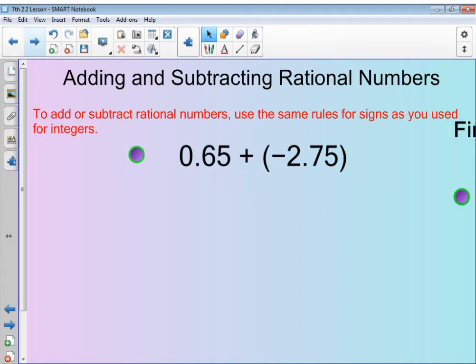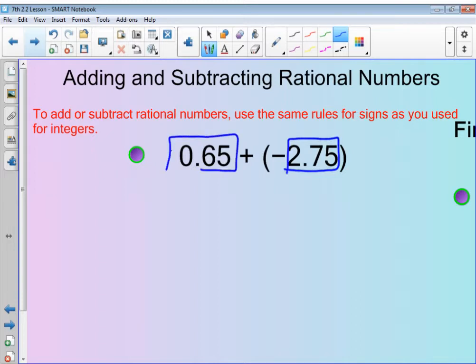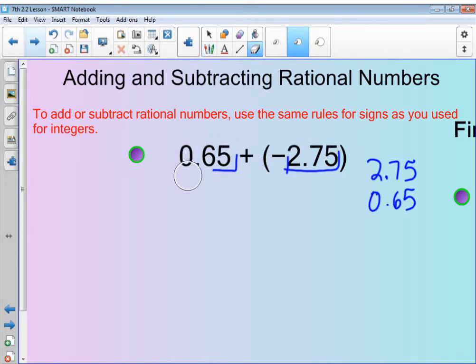Okay, so bigger digit. We're just looking at the digits, not paying attention to the symbols in front. I'm saying the 2.75. So I'm going to go ahead and write that as my top number. And then 0.65 is going to be underneath. Now I'm going to decide if I'm going to add or subtract. So I'm going to look at the symbols in front.